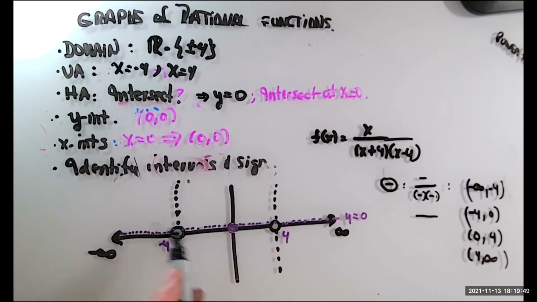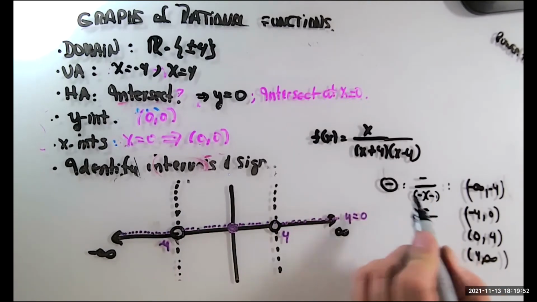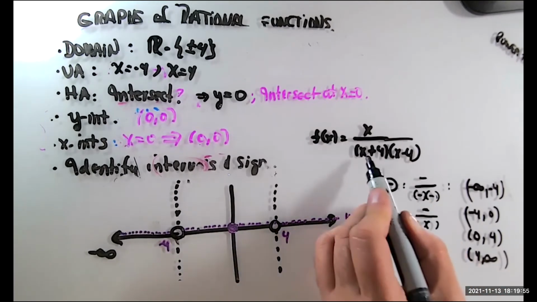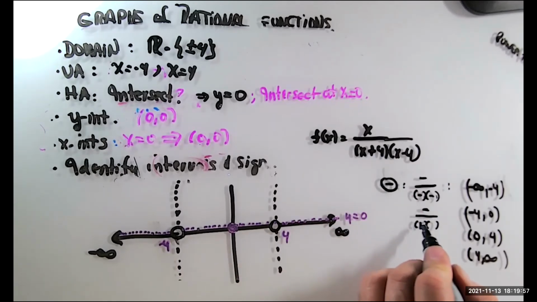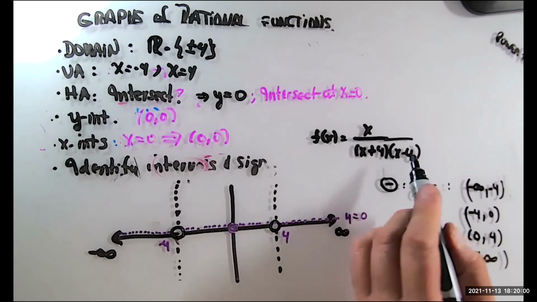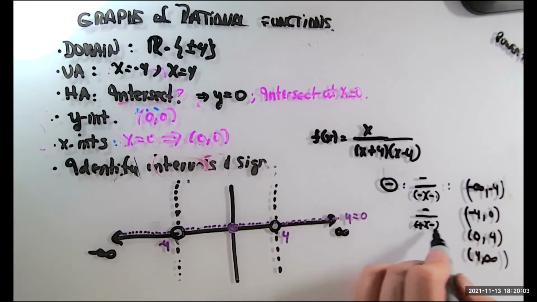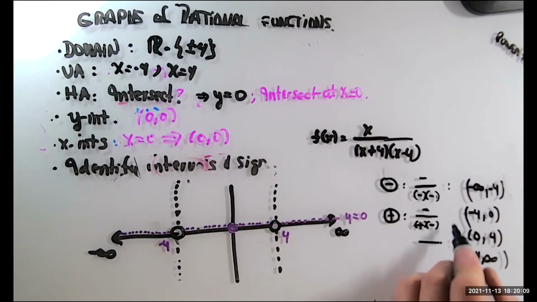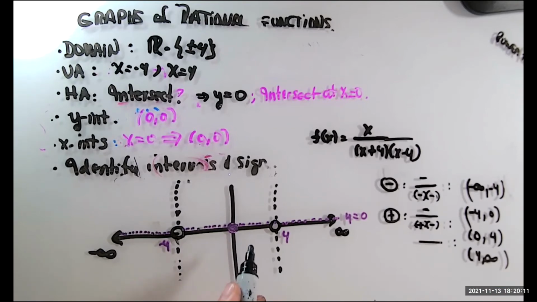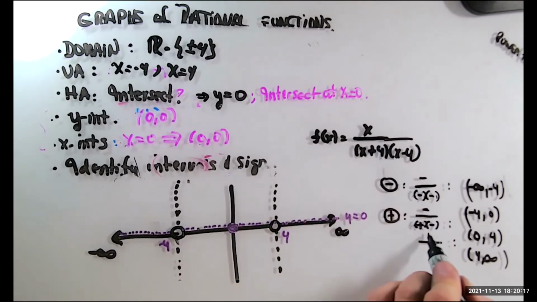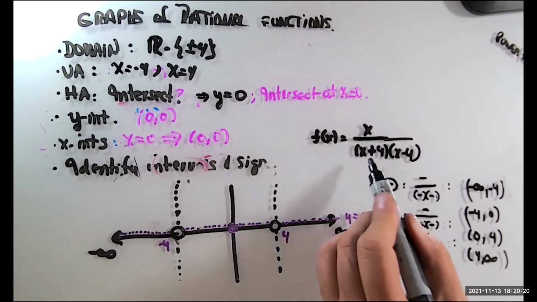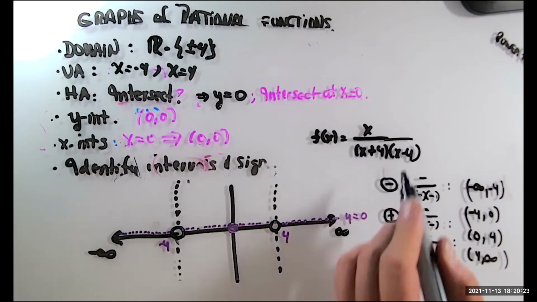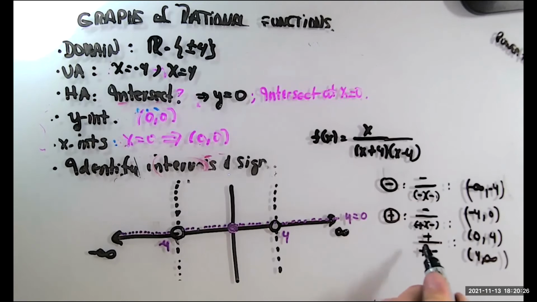Anything between negative 4 and 0, let me choose negative 2, so the numerator will be negative 2. The denominator will be negative 2 plus 4, that's positive. Negative 2 minus 4, that's negative. Negative over negative, that will be positive. The other interval between 0 and 4, let's just go ahead and use 2 as a test number. When x equals 2, that's positive. And then I have 2 plus 4, that is positive. 2 minus 4, that is negative. So the whole thing will be negative, only one negative.